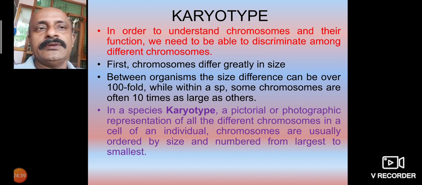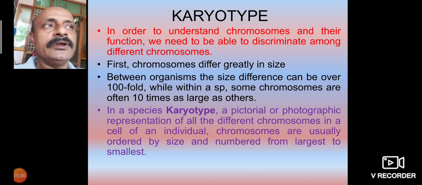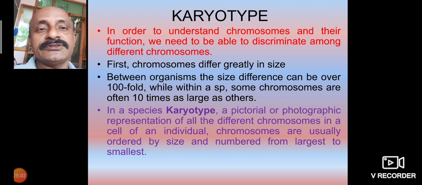Now, chromosome size is different and varies. Between organisms, the size difference can be over 100-fold, while within a species, some chromosomes are often 10 times as large as others.